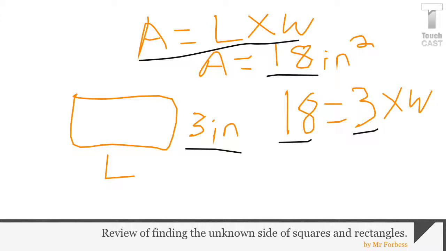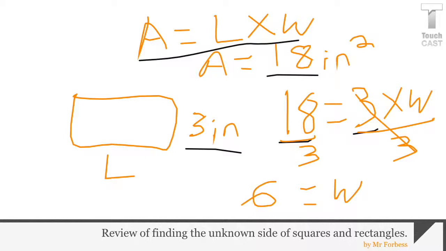Now the next step is to get our variable by itself. So we're going to take this side over here and divide it by 3. And when we divide that side by 3, we have to divide this side by 3. 18 divided by 3 is 6. And then 3 divided by 3, I'm going to cross it out, but it doesn't actually go away. It turns into a 1, and 1 times W is W. So 6 is going to be our width. Now, we can't leave that number like that, so we have to add our measurement to it. So W is simply 6 inches.